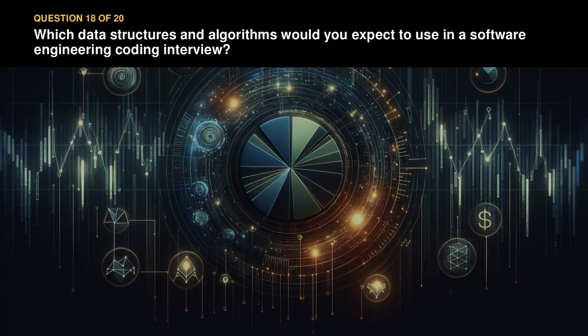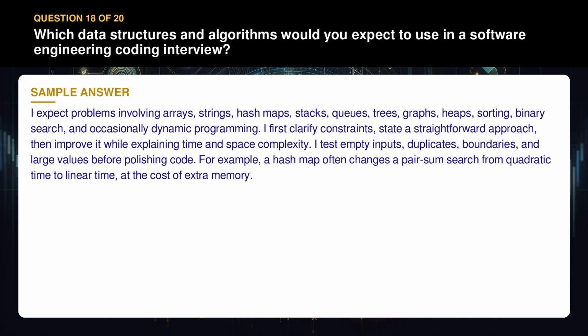Question 18. Which data structures and algorithms would you expect to use in a software engineering coding interview? I expect problems involving arrays, strings, hash maps, stacks, queues, trees, graphs, heaps, sorting, binary search, and occasionally dynamic programming. I first clarify constraints, state a straightforward approach, then improve it while explaining time and space complexity. I test empty inputs, duplicates, boundaries, and large values before polishing code.